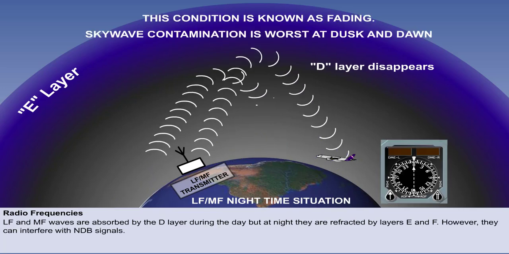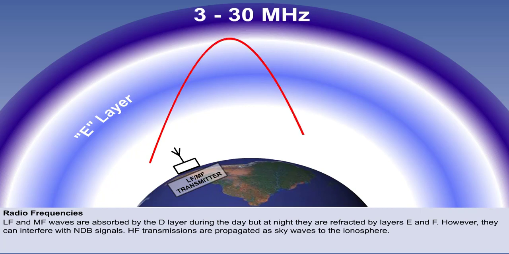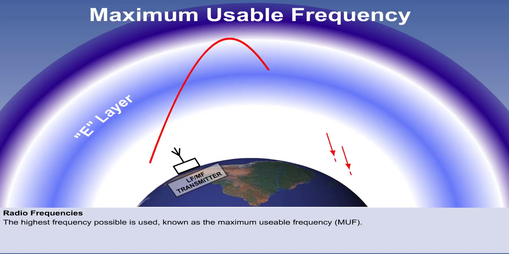But nighttime sky wave propagation in low and medium wave can interfere with surface wave propagation in the same bands, which are used by some navigation equipment, such as NDBs. The high-frequency band, from 3 to 30 MHz, which has a wavelength of between 10 and 100 meters, is the one used for skywave transmission. It is preferable to use the highest frequency possible, because attenuation is less, and this gives the best reception. This is called the maximum usable frequency, or MUF.